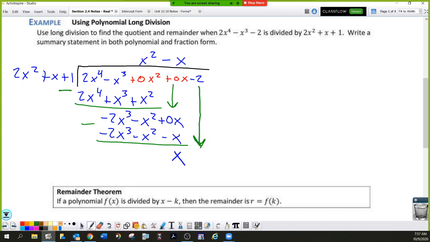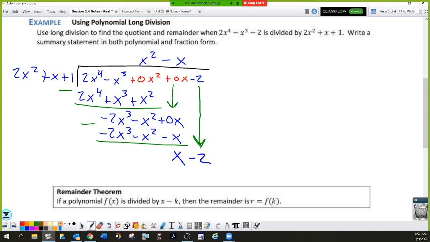And guess what? The degree on the bottom is less than the degree of the divisor. That means you're finished. You cannot divide any longer. The degree down here at x minus 2 is less than the degree over here at your divisor. Finito. So that is your remainder.